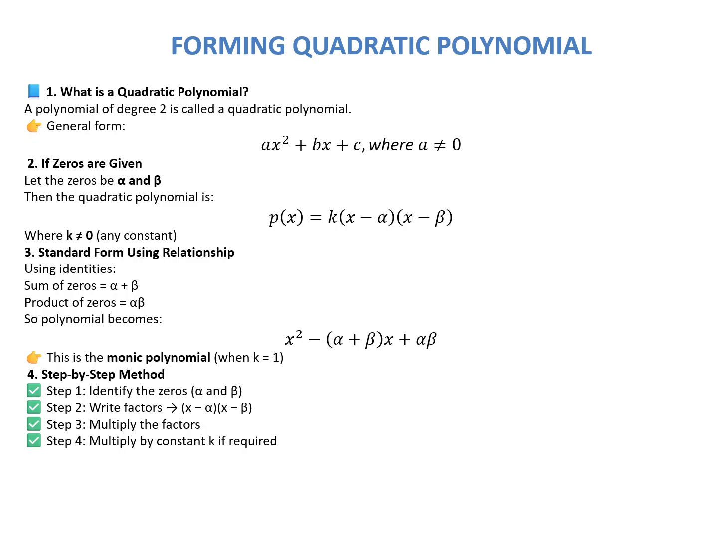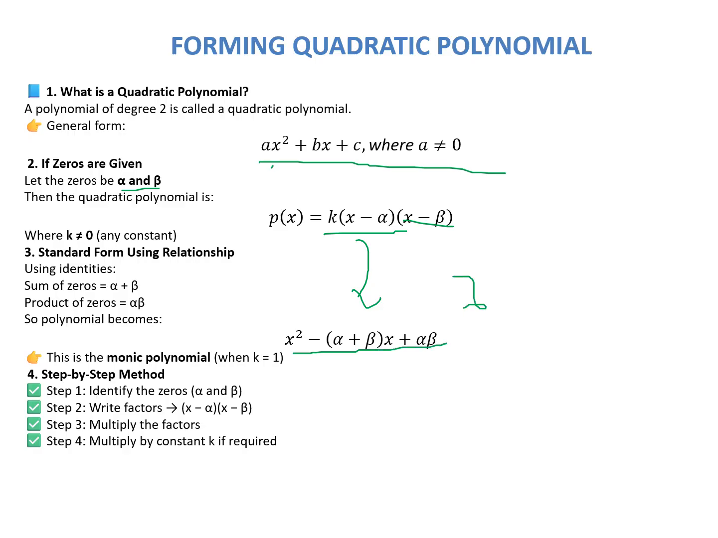So first we'll look at the quadratic polynomial here. A quadratic polynomial is ax square plus bx plus c, where a is not equal to 0. If zeros are given, let the zeros be alpha and beta, then the quadratic polynomial is k multiplied by (x minus alpha)(x minus beta). And then the final equation is this one, which is x square minus the sum of the zeros into x plus alpha beta.